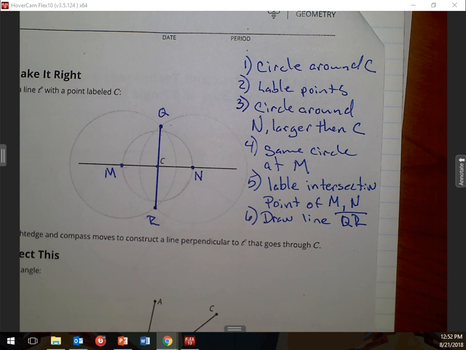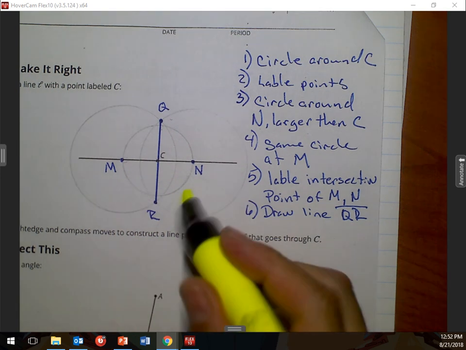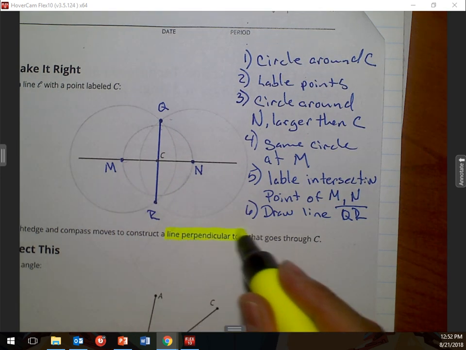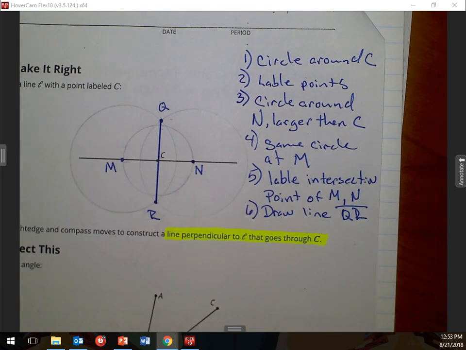Are we okay there now? Yes. Okay, so what did I create right here? A line perpendicular to L that goes through C.